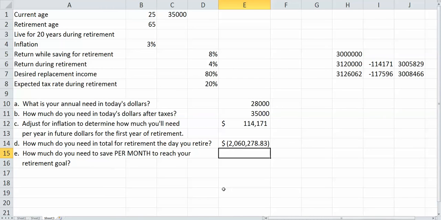Now I'm going to start saving money. Right now I'm only 25 and I have 40 years to save for retirement, and I need to have saved this 2,060,000 40 years down the road. And the question asks, how much do I have to save every single month so that 40 years from now I will have $2,060,000 in that account, assuming I can earn 8% on that money, 8% annually.